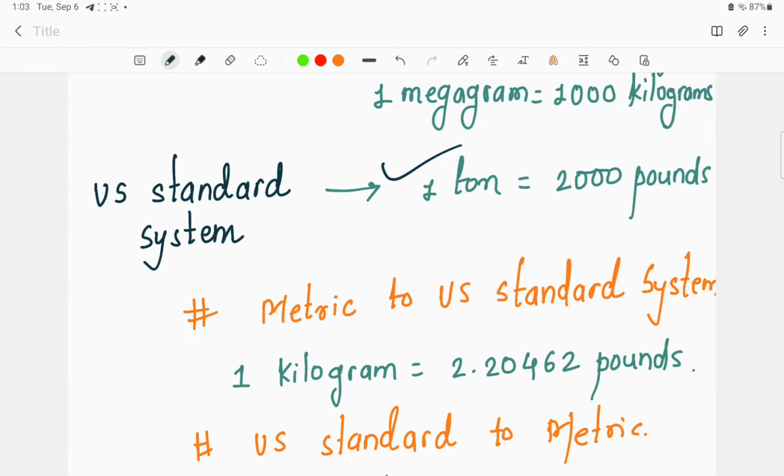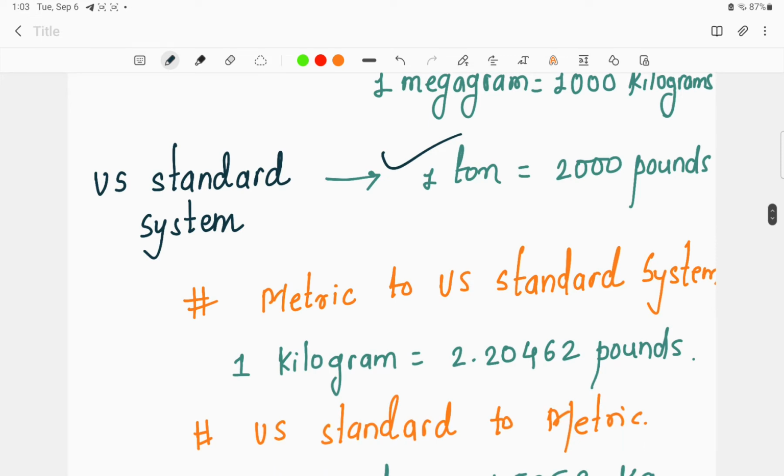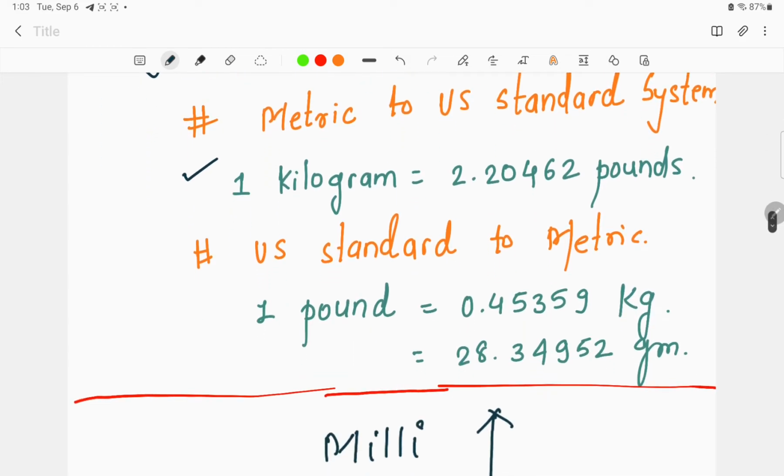Now if we have to convert the metric system into the US standard system for mass, we use 1 kilogram is equivalent to 2.20462 pounds. This is not very important, but we have to keep it in mind. Converting 1 pound into kg is also something we have to keep in mind.